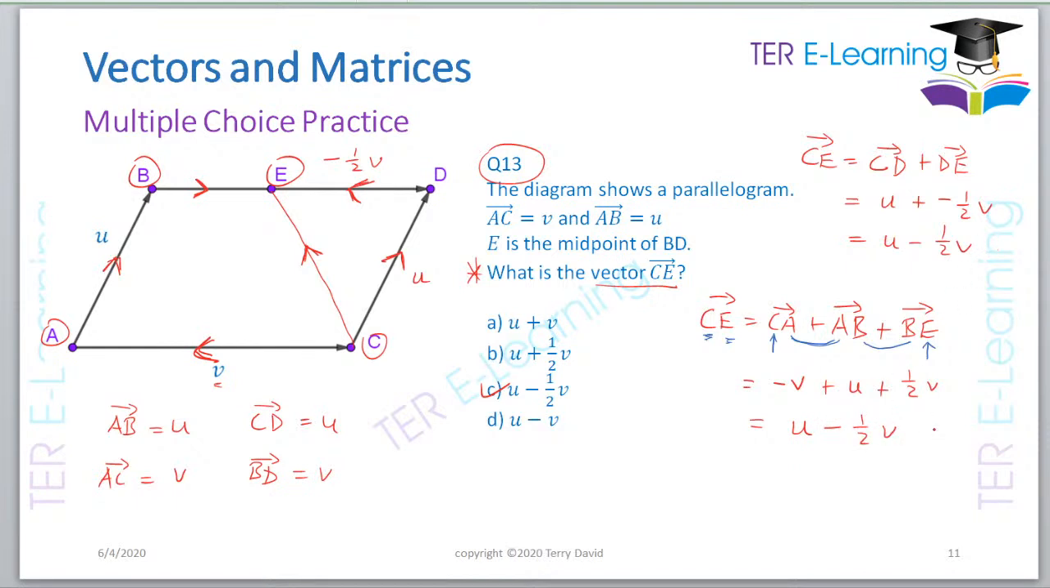So notice we got the same answer. We took two different routes, but we got the same answer. So the answer for question 13 is C, right? So make sure you understand that the diagram is extremely important when you're working on the question. Direction is also extremely important, okay?